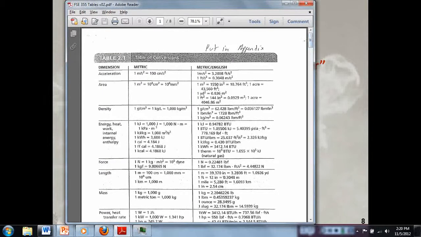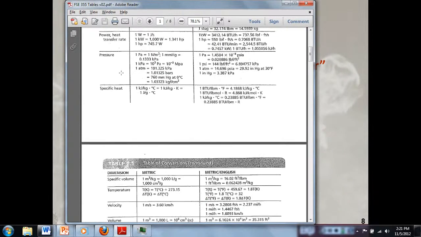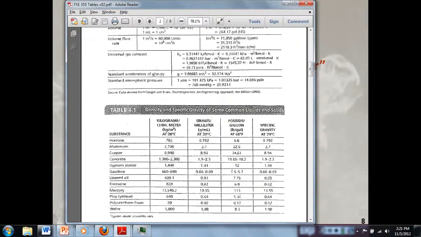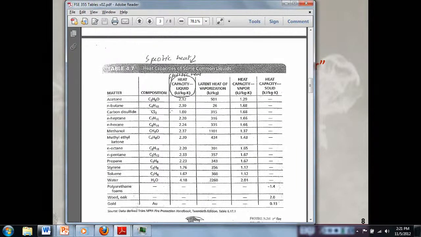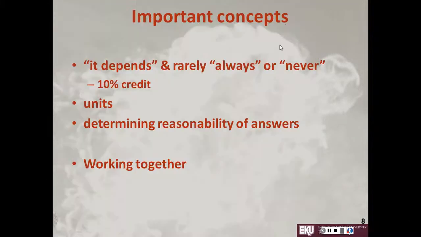So if you want to look at conversions, you have to go to chapter 2. If you want to look at specific gravity and densities, you have to go to chapter 4. And it gets quite confusing to try to remember where these values are. So I'm giving you a copy of the tables to use for yourself.